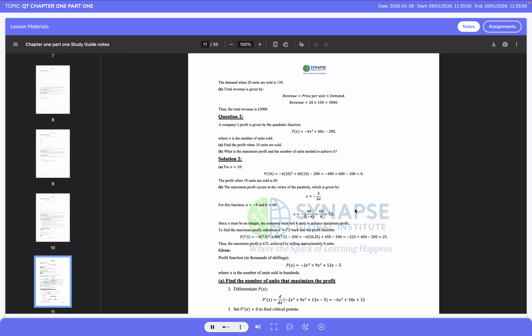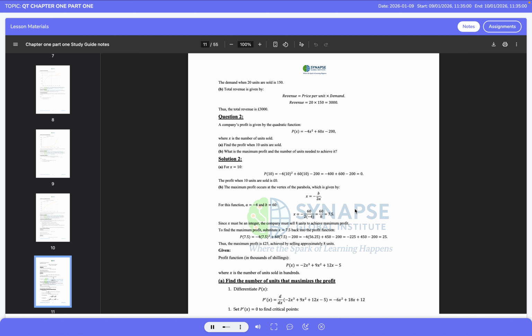In part B, the maximum profit occurs at the vertex of the parabola, which is given by x equals minus b divided by 2a. Here, a equals negative 4 and b equals 60, so x equals minus 60 divided by 2 multiplied by negative 4, which simplifies to 60 divided by 8, giving 7.5. Since the number of units must be an integer, the company must sell approximately 8 units to achieve maximum profit.